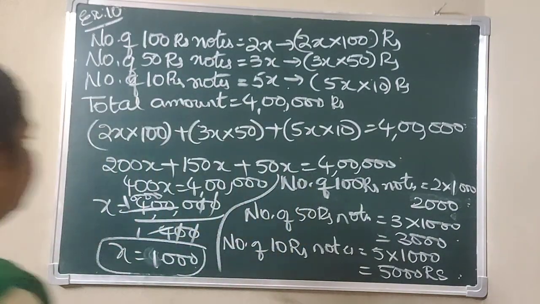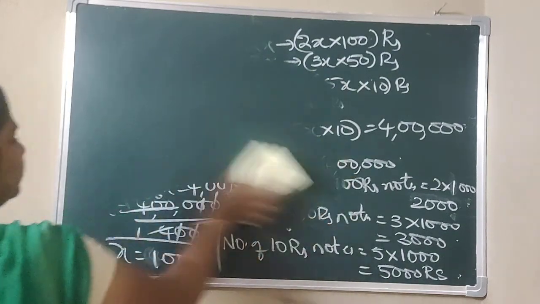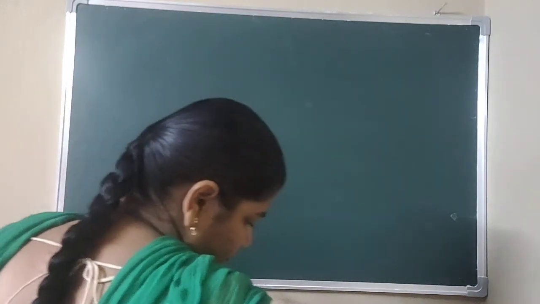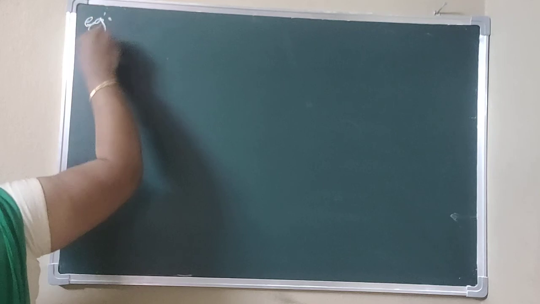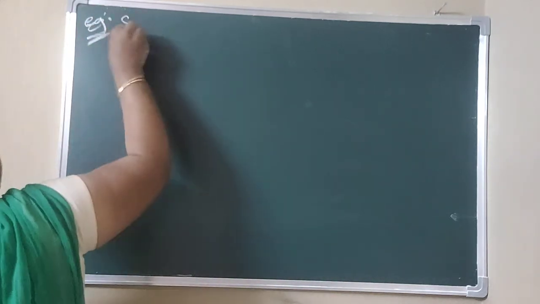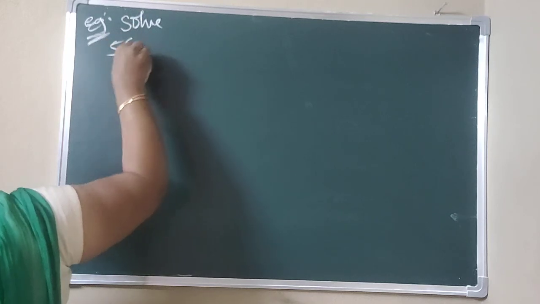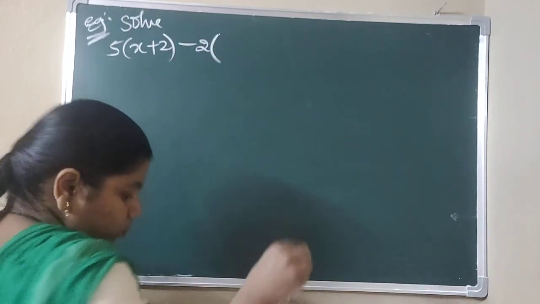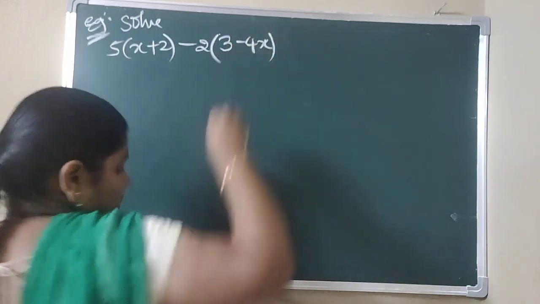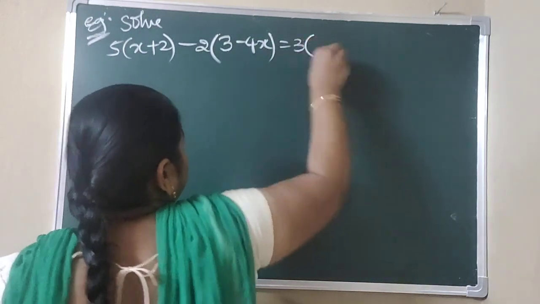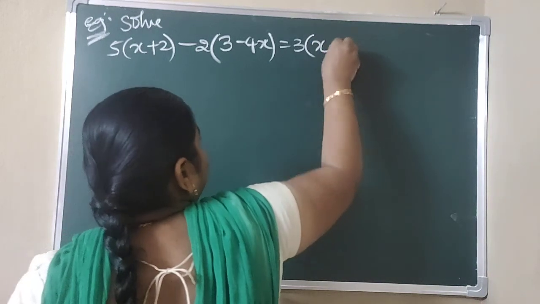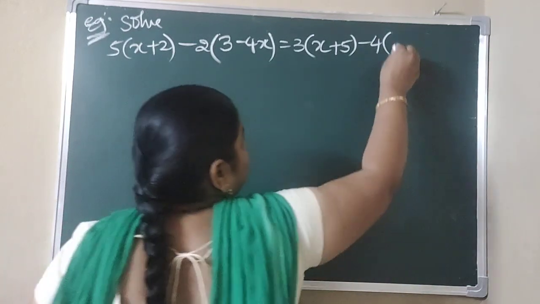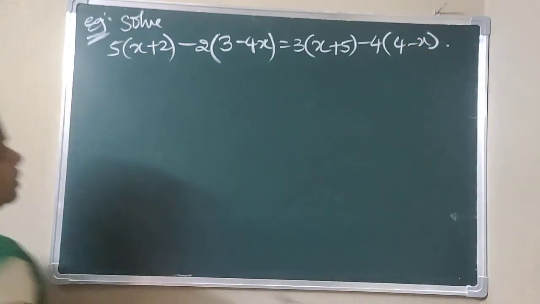Next is solve 5 into (x plus 2) minus 2 into (3 minus 4x) is equal to 3 into (x plus 5) minus 4 into (4 minus x). Okay, so now we have to solve this.